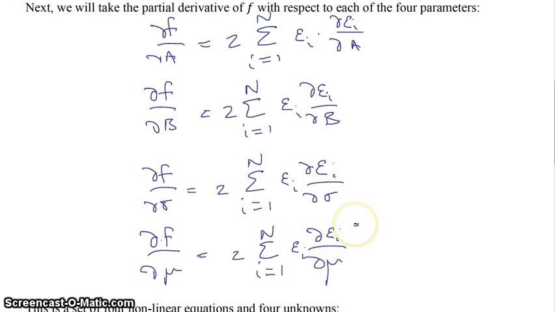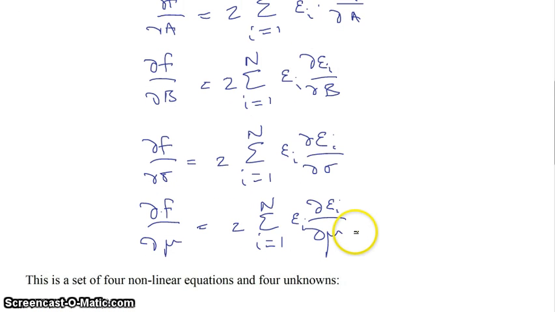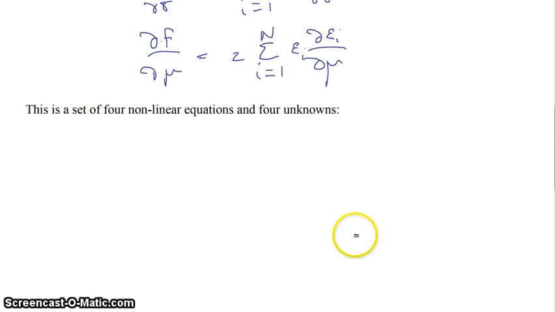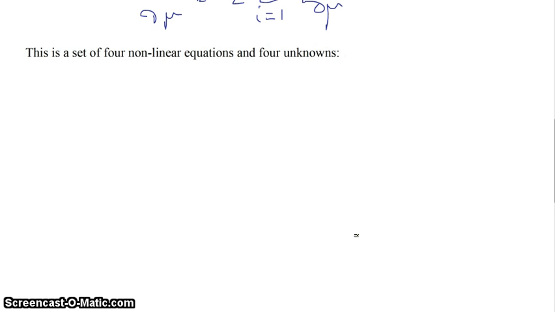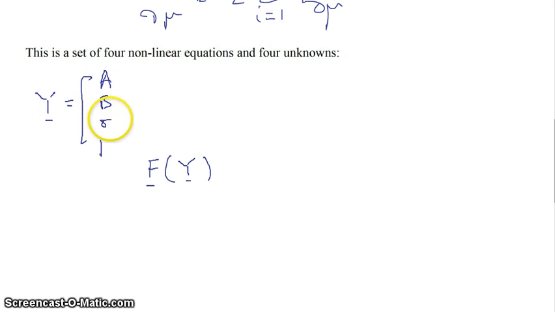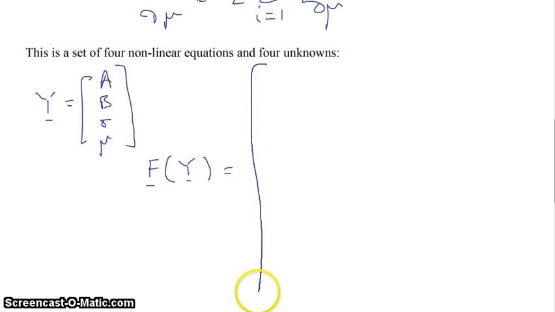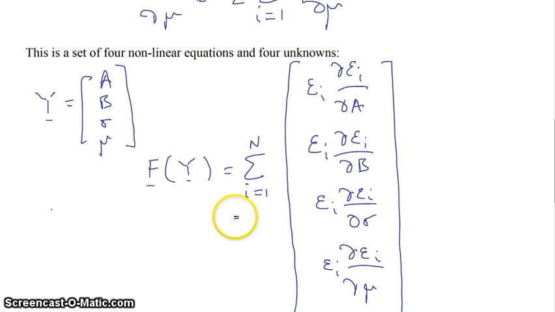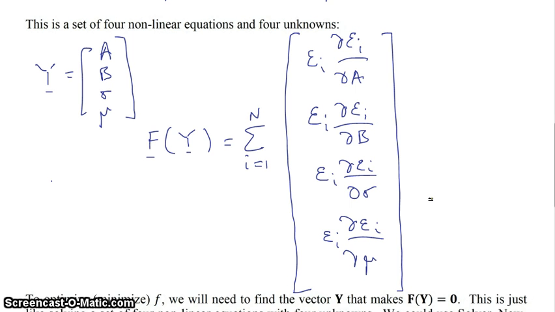So what you get now is a set of 4 nonlinear equations with 4 unknowns, right? Your 4 unknowns are A, B, sigma, and mu, and you have this set of nonlinear equations f of y. So remember, just like I said, y is equal to A, B, sigma, and mu, and your f of y are these 4 equations, shown here. But don't be weirded out by all of this.